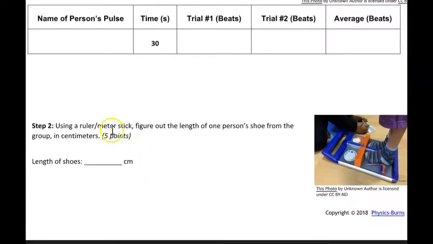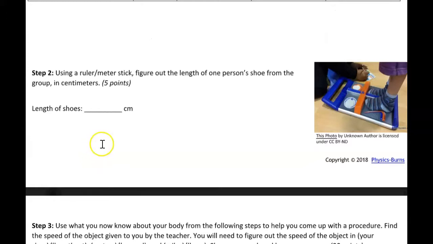Step 2, using a ruler or a meter stick, figure out the length of one person's shoe in centimeters. Try to find the length of your shoe in centimeters. If you do not have a ruler at home, Google it. Google women's size 10 or men's size 12 in centimeters.